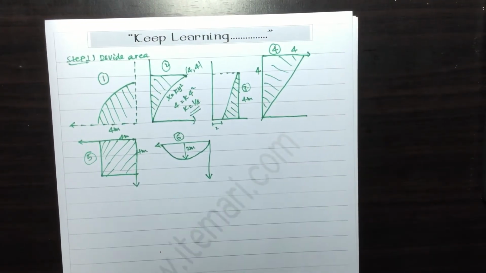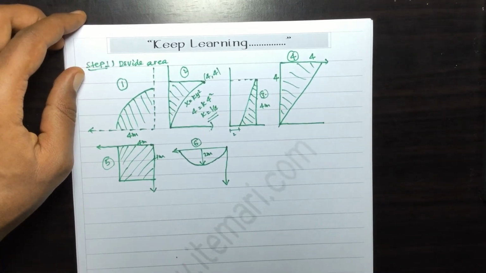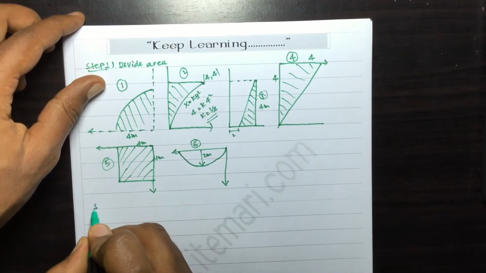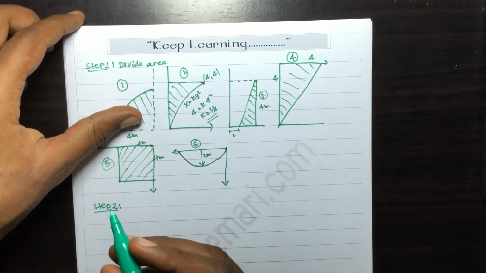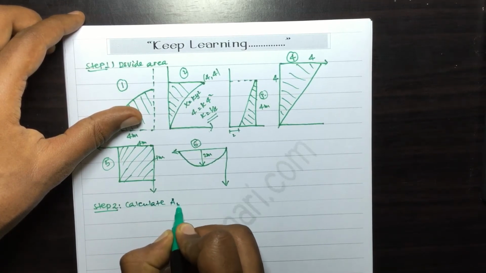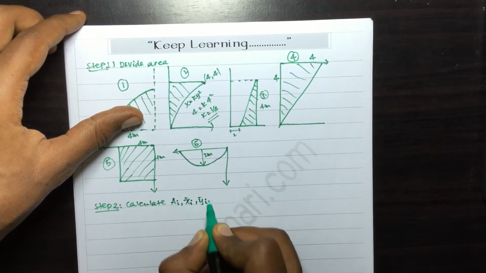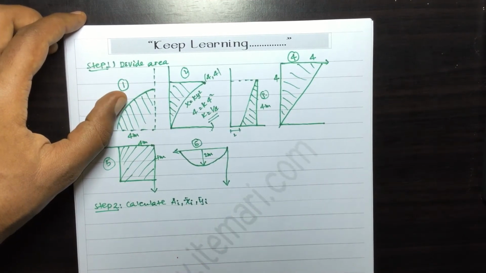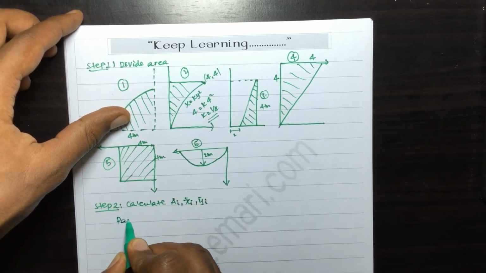Now step 2 will be: calculate area i, individual x bar i and y bar i. Individual area, individual x bar and y bar. For part 1.